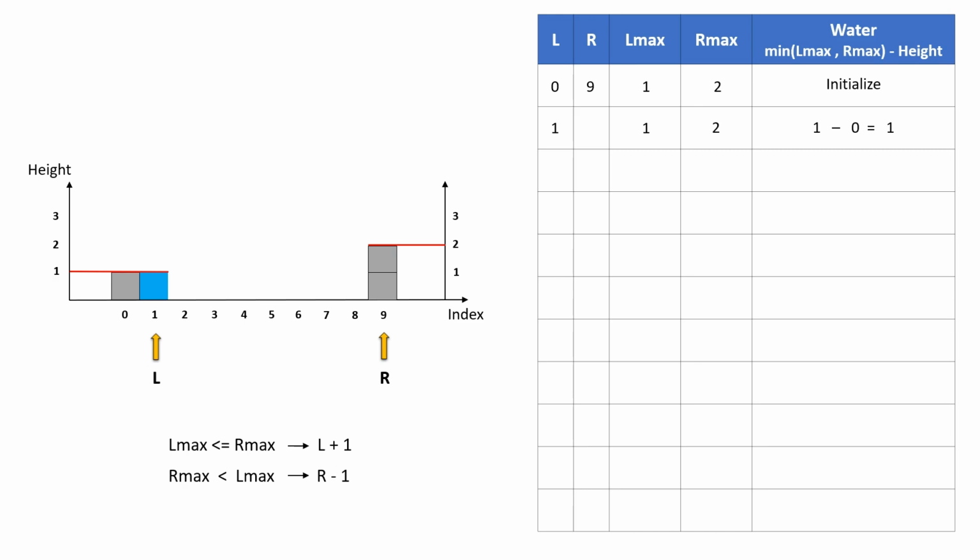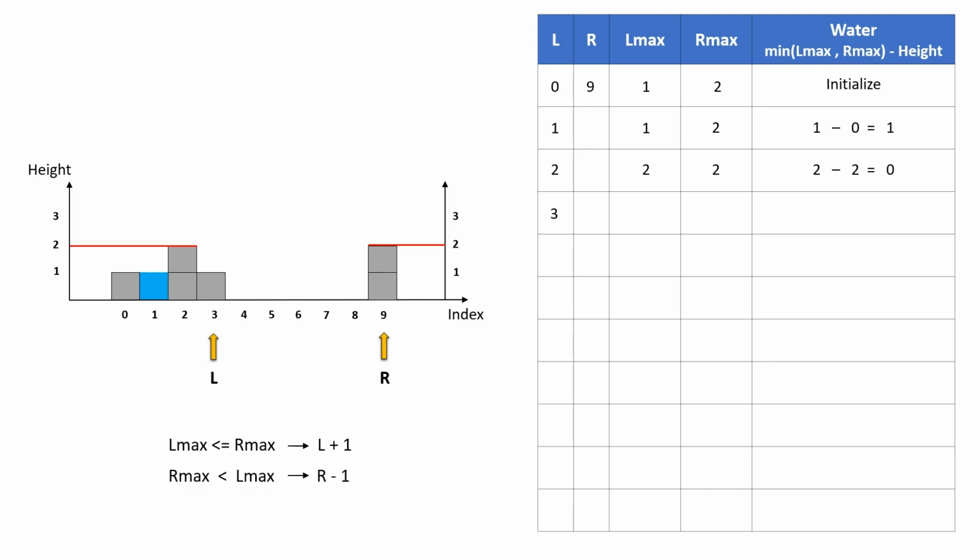Now going forward, my Lmax value is still less than the Rmax value, so I will increment my L pointer. Now when we go to index 2, the Lmax value gets updated, but the Rmax value still remains the same. The total water that can be trapped on index 2 would be the minimum, which is 2, minus the height of the block, which is also 2. 2 minus 2 is 0, so no water can be trapped on index 2. Now Lmax and Rmax are both equal to each other, which are 2 and 2. So by our rule stated below, we will still increment the left pointer.